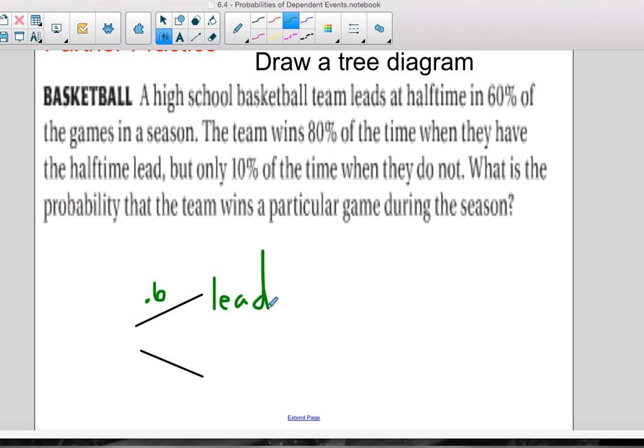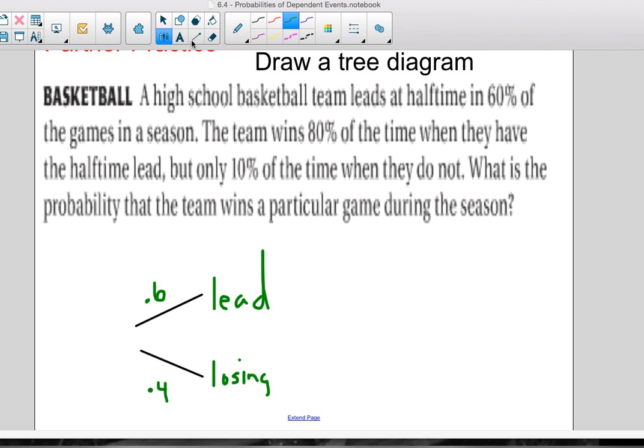right? Which all that means is 0.4, 40% of the time, they are losing, right? Or tied, I guess. We'll just say losing, but you could say that they're tied. We'll just kind of group those two together because this says lead, and that really wouldn't throw up anything else. Okay, so they win 80% of the time when they have the lead.